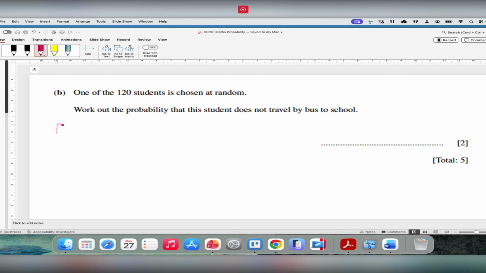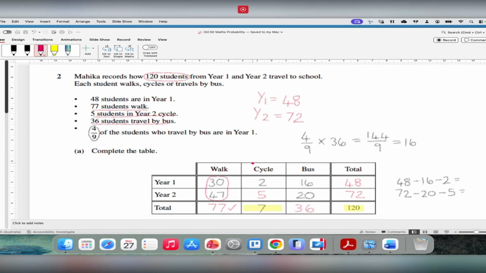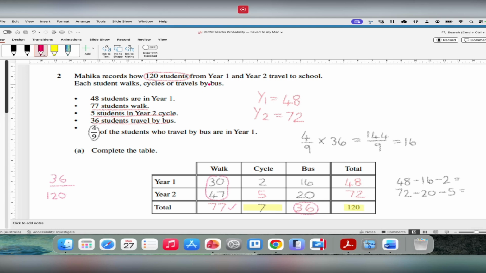So the probability of the student not taking the bus is equal to 1 minus the probability that the student is taking the bus. Now we can go back to our table and check the probability of the student actually taking the bus. Okay, we can see that there are 36 students taking the bus. So 36 out of 120 students actually take the bus, right?